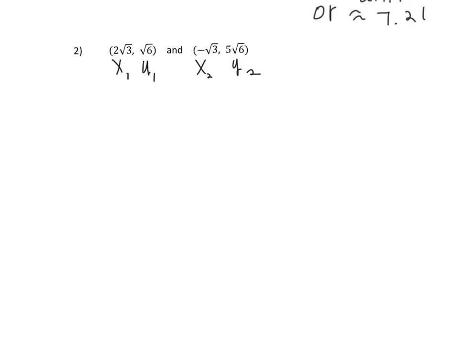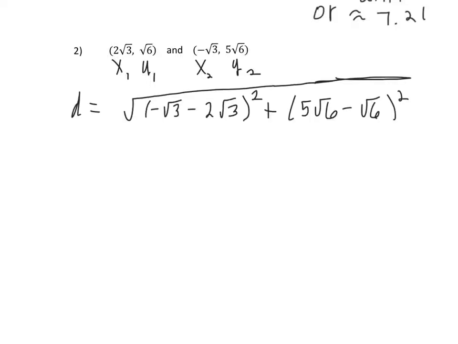And we'll start applying the formula with some radical values. So please follow along carefully here. D equals the square root of x sub 2, which is negative 3 minus 2 radical 3, entire quantity squared, plus y sub 2, which is 5 square root of 6 minus square root of 6, entire quantity squared.